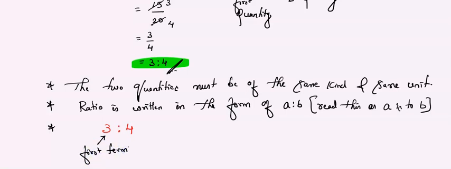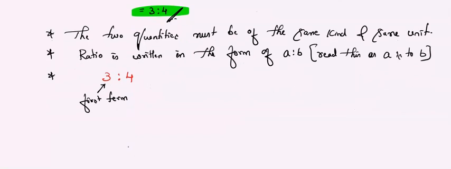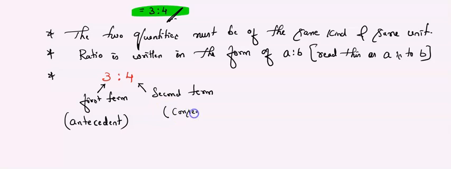Okay. Now, children, you should know these basic terminologies as these terminologies are very important. So 3 is my first term and 4 is the second term. And remember, the first term is called antecedent. आपको ये multiple choice में पूछा जाएगा. Okay. It's a competitive level exam question. First term is called antecedent and second term 4, can you see this second term 4? This we call consequent.